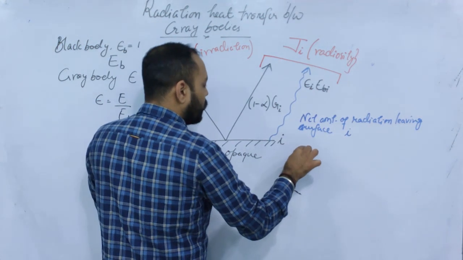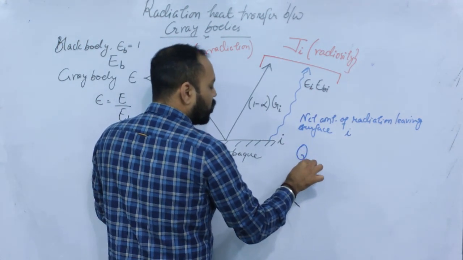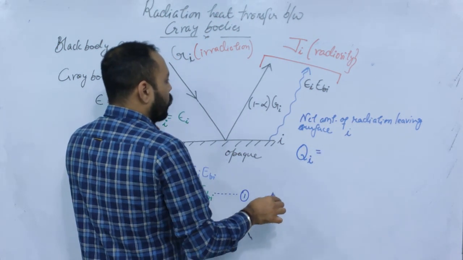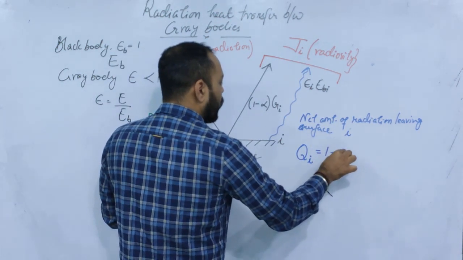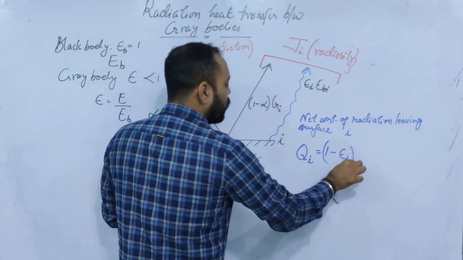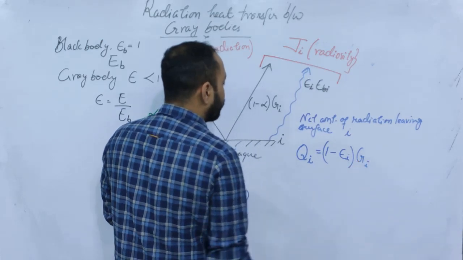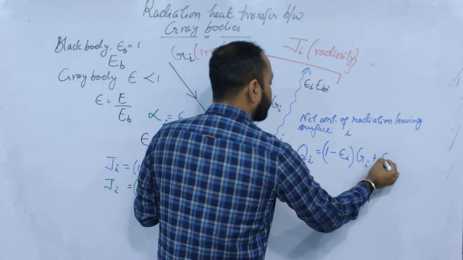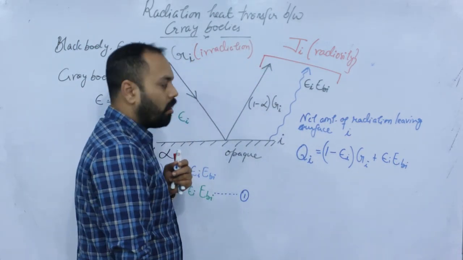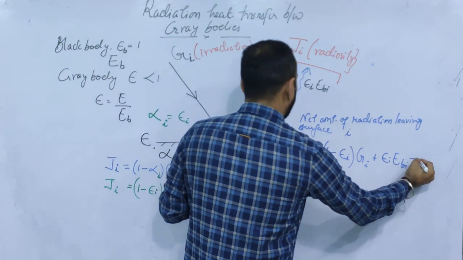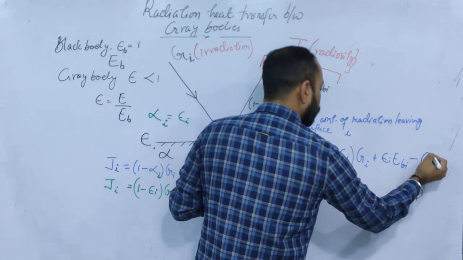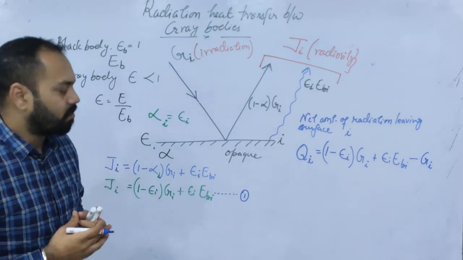The net radiation must be, let me write this as Qi, and that is equal to what is leaving the surface, which is (1 minus epsilon I) into Gi. I am writing alpha I as epsilon I because these two are same. Plus epsilon I into Ebi. That is what is leaving, and what is coming is Gi. Fine. That is the net radiation leaving the surface I.